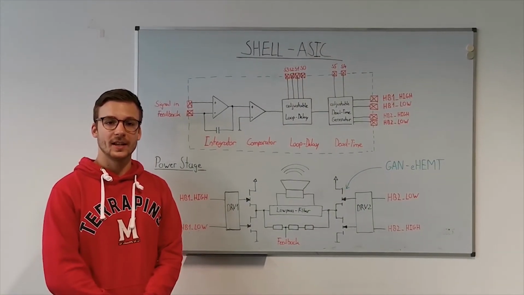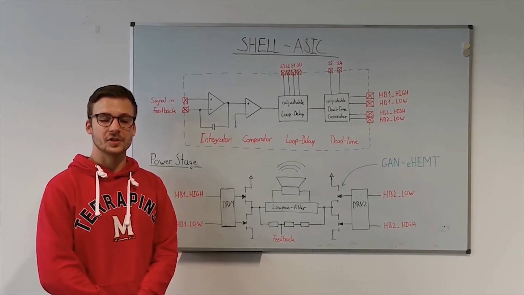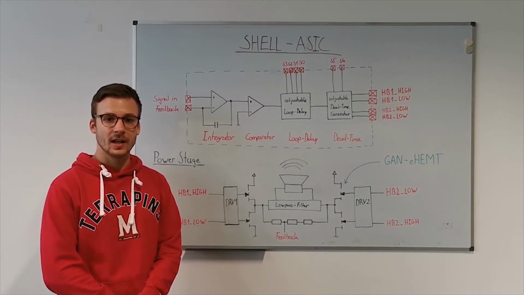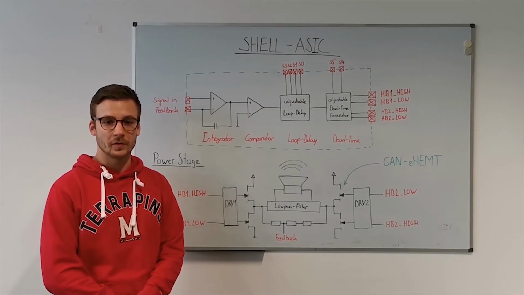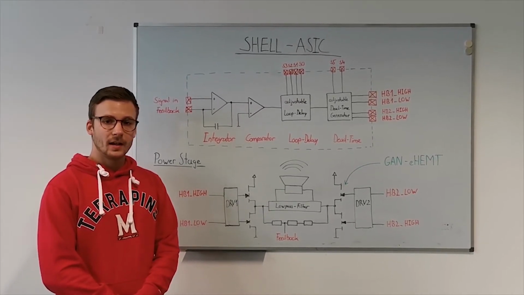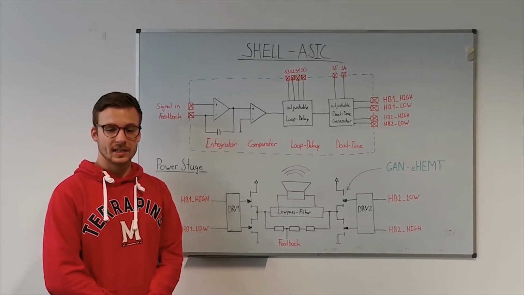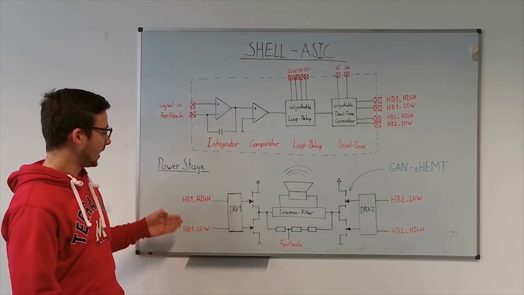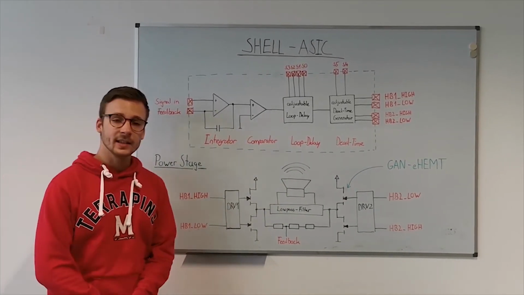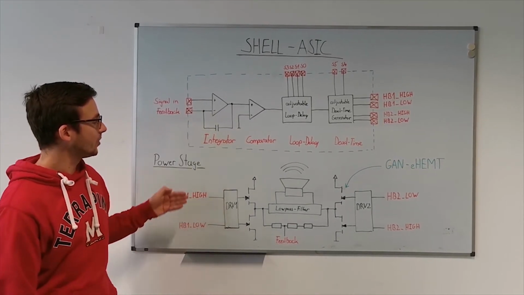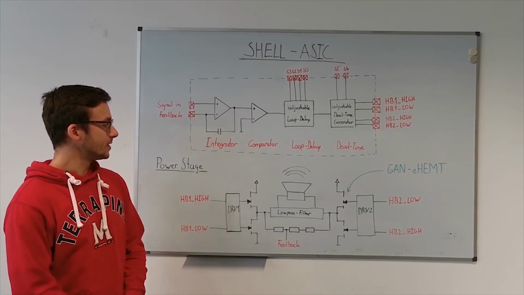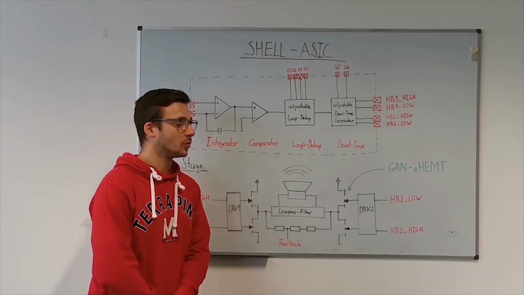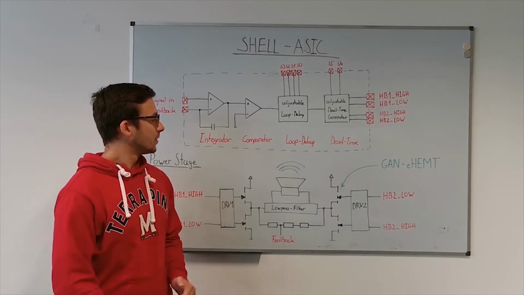Our Shell Class D audio amplifier is shown on the whiteboard. The amplifier consists of 2 channels, but here only one channel is shown symbolically since both channels are systematically constructed in the same way. The audio amplifier is a delta sigma modulator consisting of 2 parts, an integrated part and a power stage. The integrated part consists of an integrator, a comparator, a loop delay, and a dead time, both developed by ourselves. The 2 blocks are adjustable in their time.